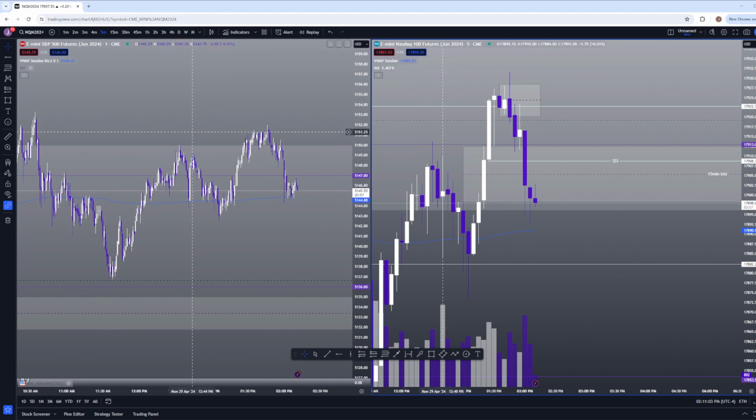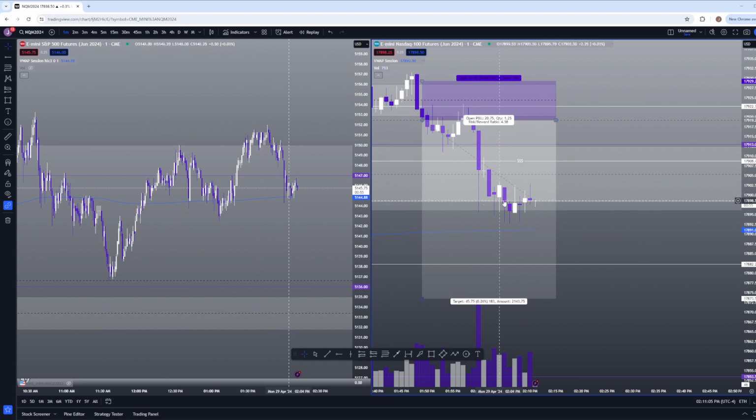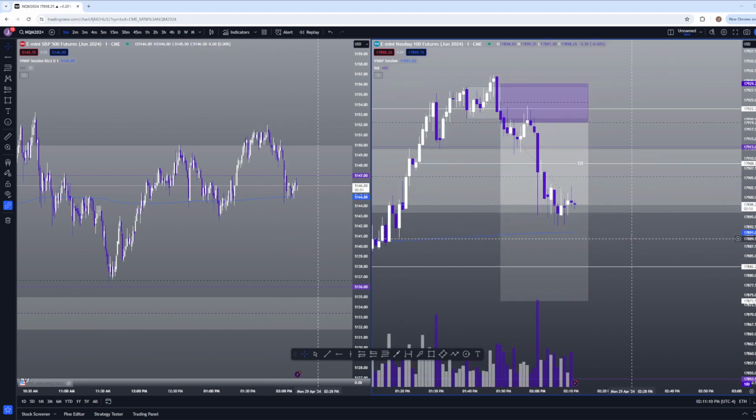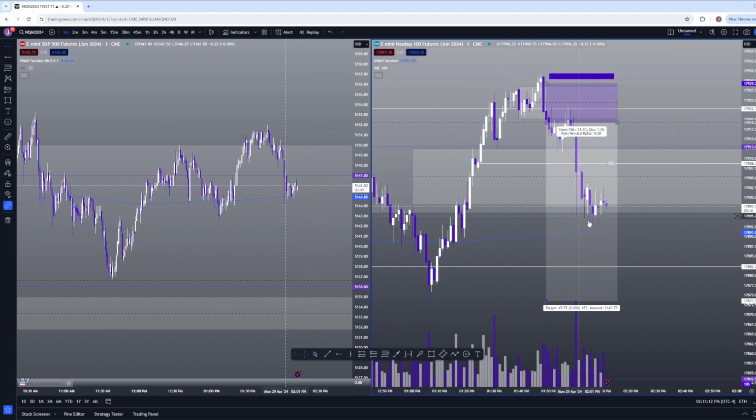Yeah, guys, so let's see here. How much time do we have left on this candle? We've got about 4 minutes left on the 15-minute. Like I said, we're accumulating right now.